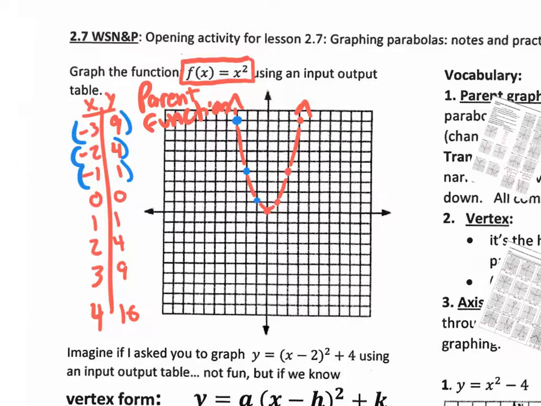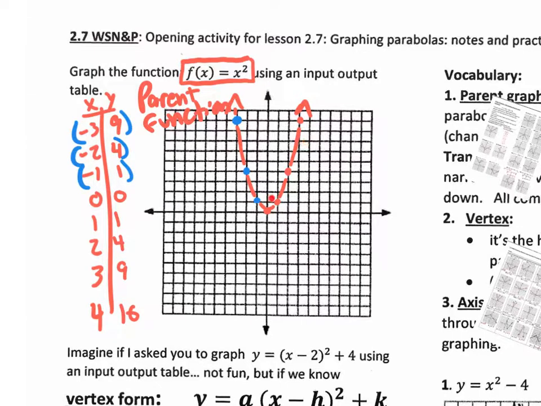The other parabolas that we graph, any x squared function, whether it has a number in the front or a number subtracted at the end, or even a negative in the front, it's going to be similar to this U-shaped curve, but it's going to undergo some type of change. And in mathematics, we're going to use the word transformation. So any parabola that we graph is going to look like this parent function. There's just going to be some type of transformation, right?